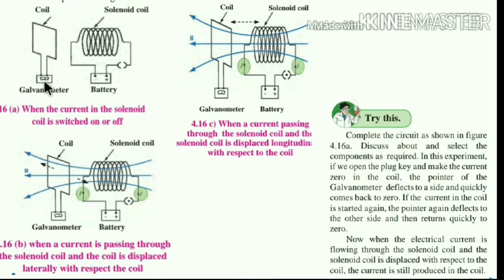This is first for this side, and when we again start the current, it deflects to the other side, and when we switch off the current, it comes to 0. So like this, electromagnetic induction is produced in this coil.